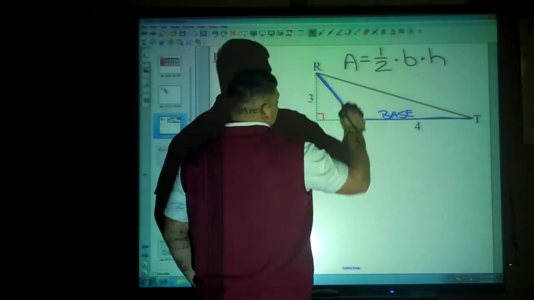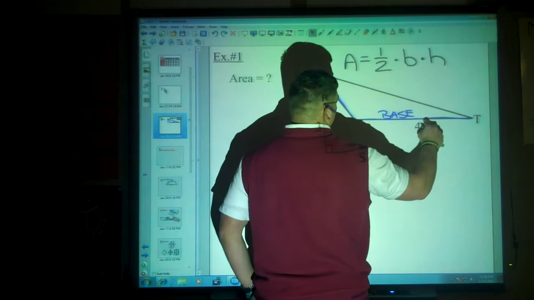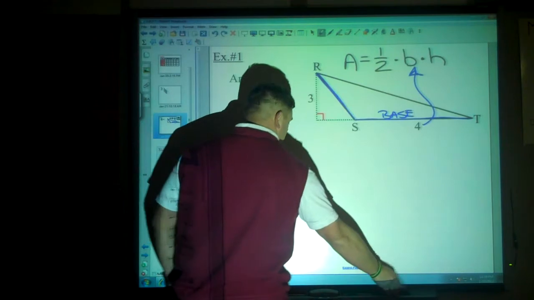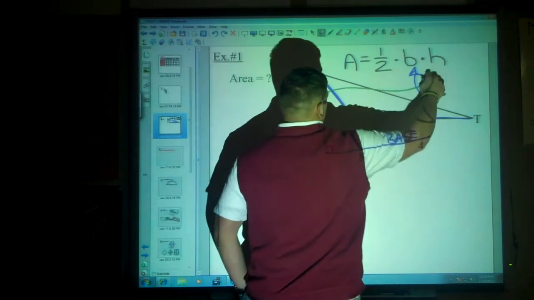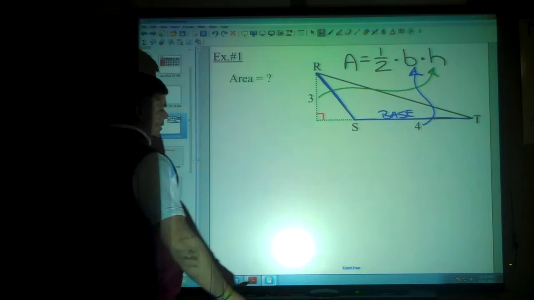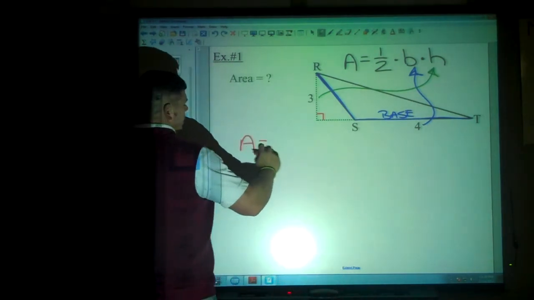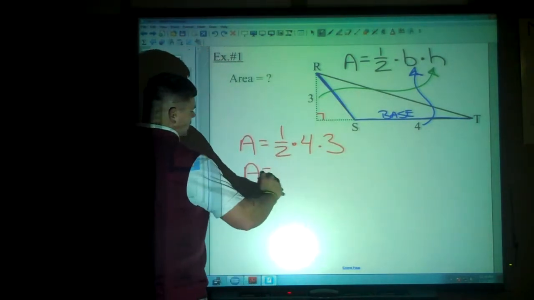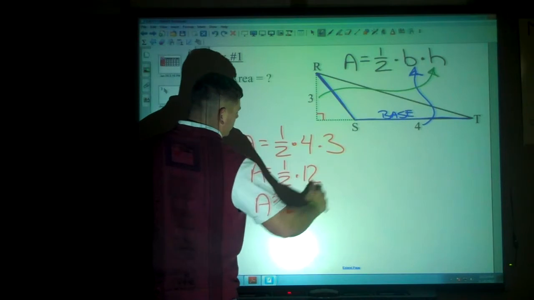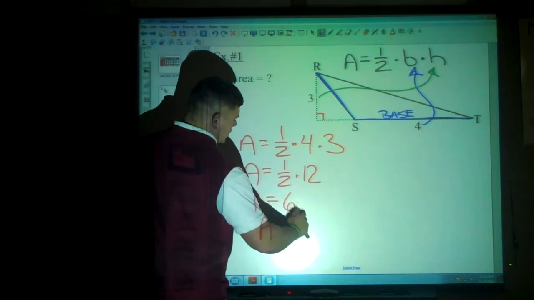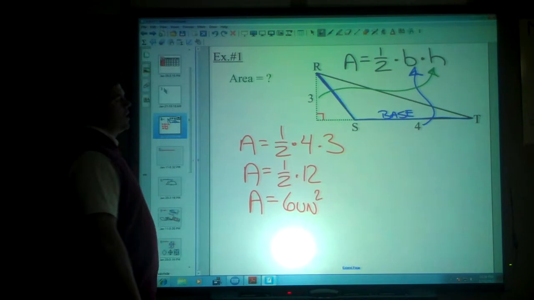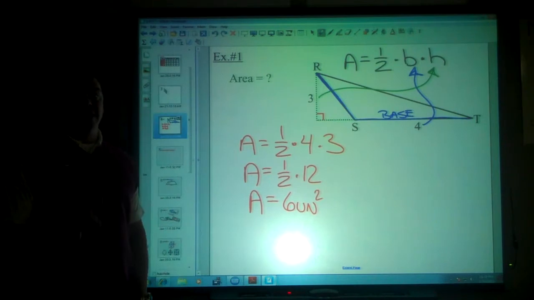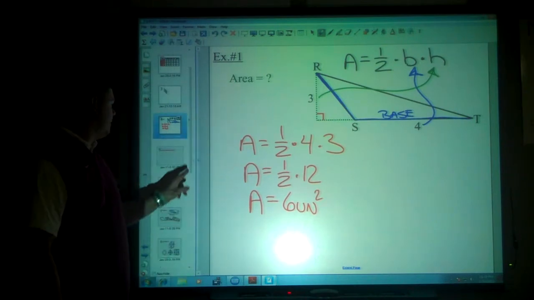So now you have a 4 that you put in for the base, and you have a height of 3. Solving is simple. A is equal to 1/2 times the base of 4 and the height of 3. So A is equal to 1/2 times 12, which means the area is 6 units squared. I say units because I don't know if these are inches, feet, miles, or centimeters, but it needs to be squared if it's an area.